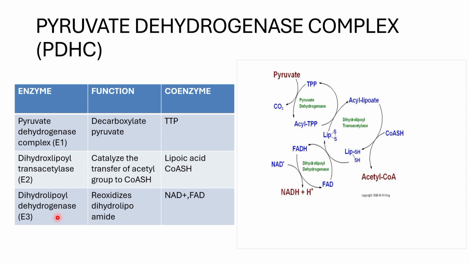The last enzyme here is dihydrolipoyl dehydrogenase. What it does is it reoxidizes the dihydrolipoamide. The coenzymes are NAD plus and FAD, which are in the oxidized form. So let's start the process.